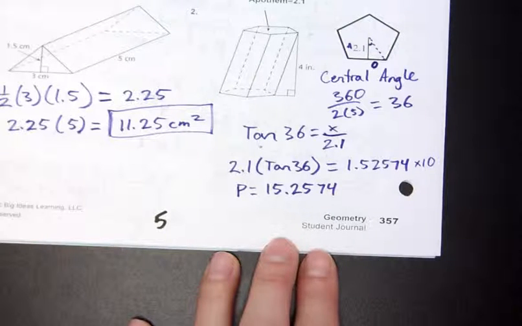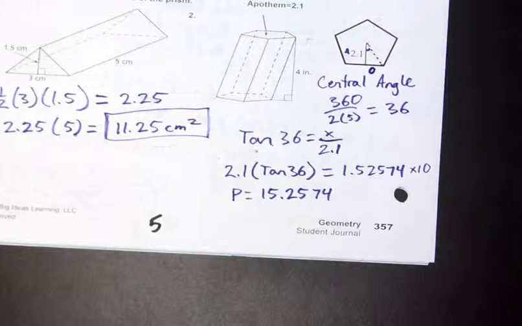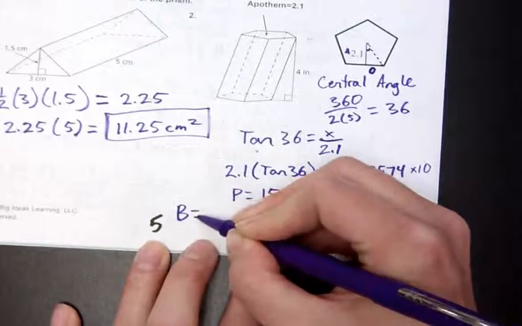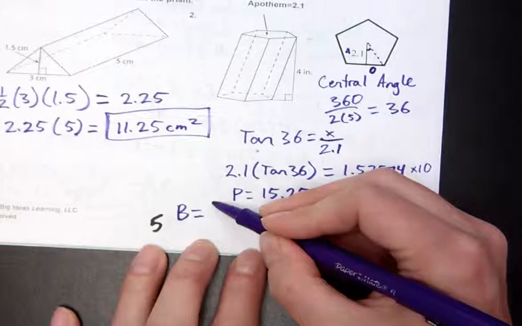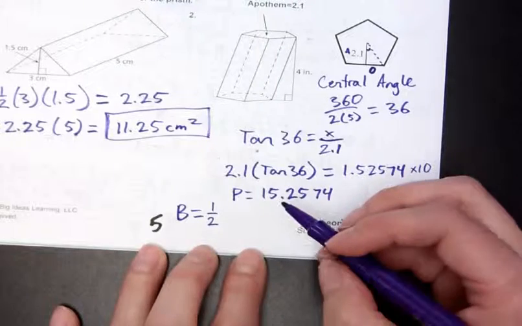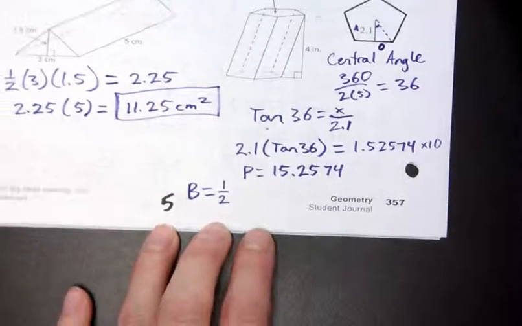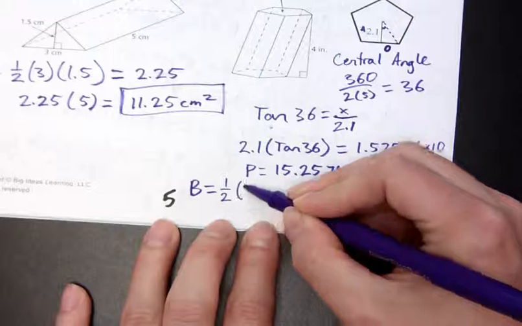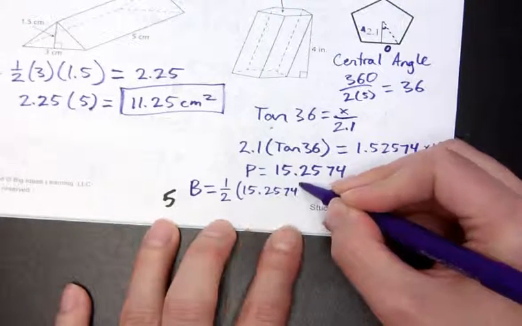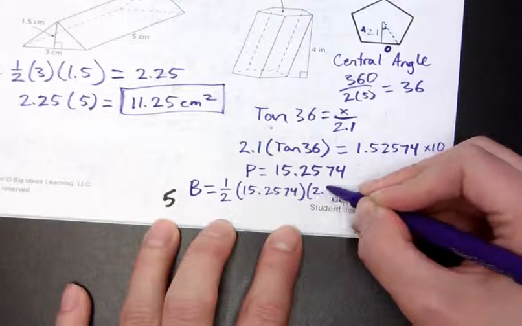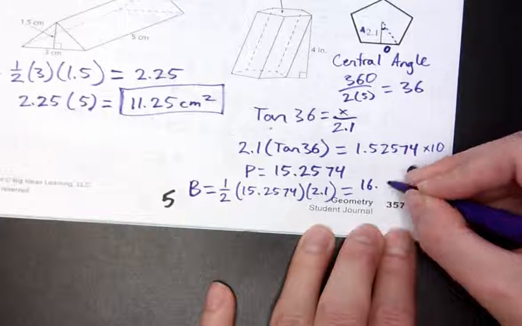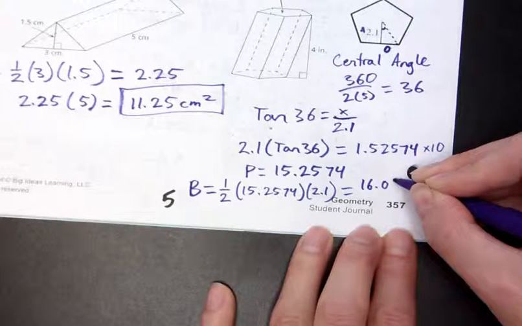Okay, so now do we have enough information to find the area of the base? Yes. How do you find the area? It's 1/2 apothem times perimeter. So the apothem is 2.1, so it'd be 2.1 times 15.2574 divided by 2. And it came out to 16 point what? 16.0.